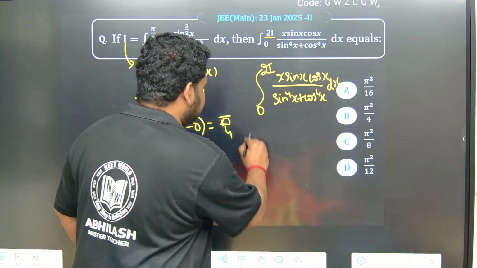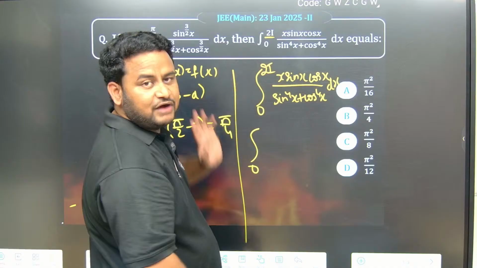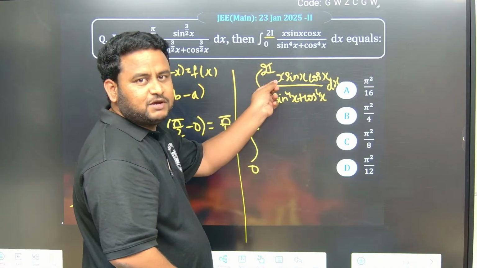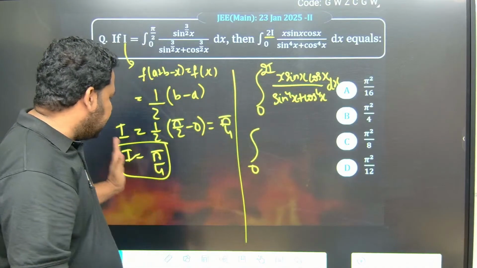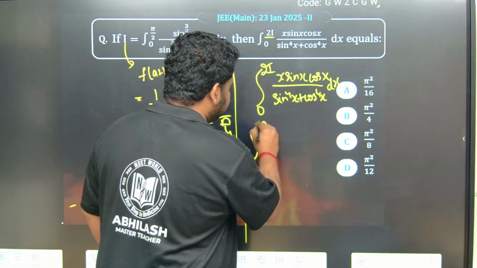So this transforms into, see here, now I am actually solving the question. First I got the value of I. From what I got, I is equal to pi by 4. Now 2 times pi by 4 is nothing but pi by 2.